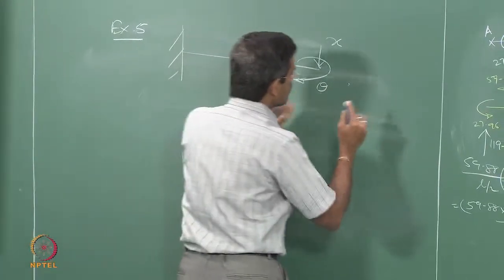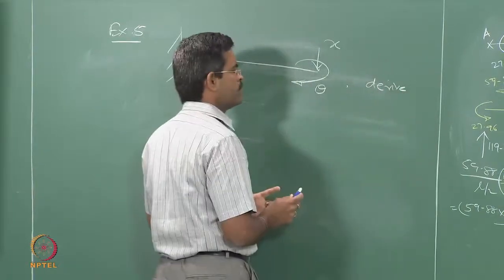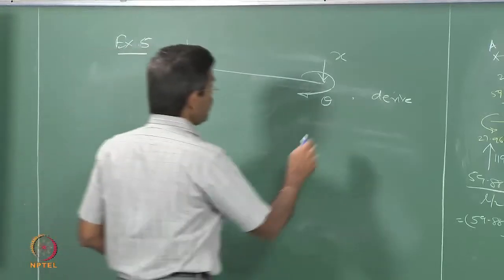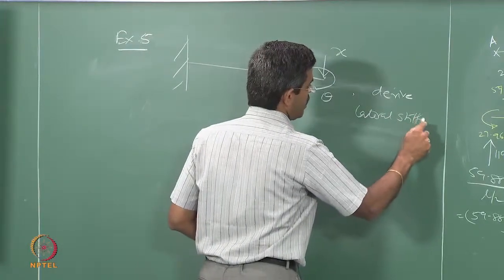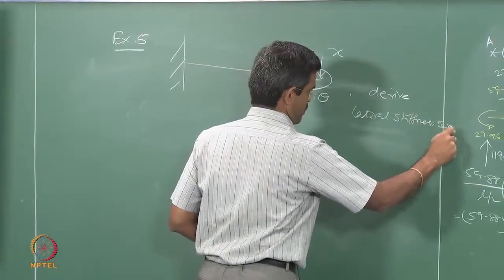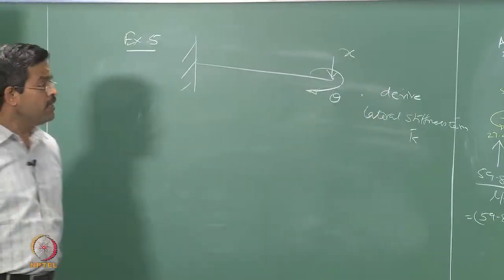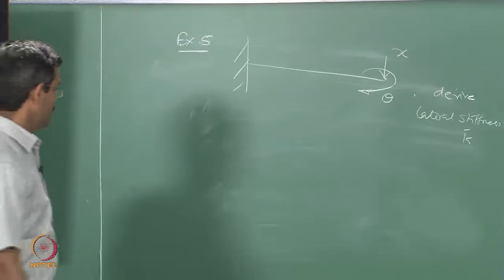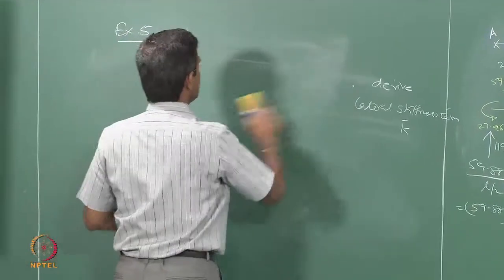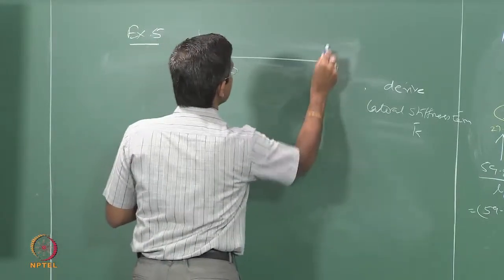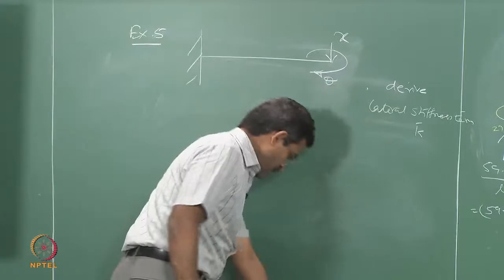One easiest method is to derive the lateral stiffness matrix or lateral stiffness term, which I call K bar. You have to derive this. We will derive this quickly, how it can be done. Very easy to derive, remember, that is horizontal. We can easily derive this.